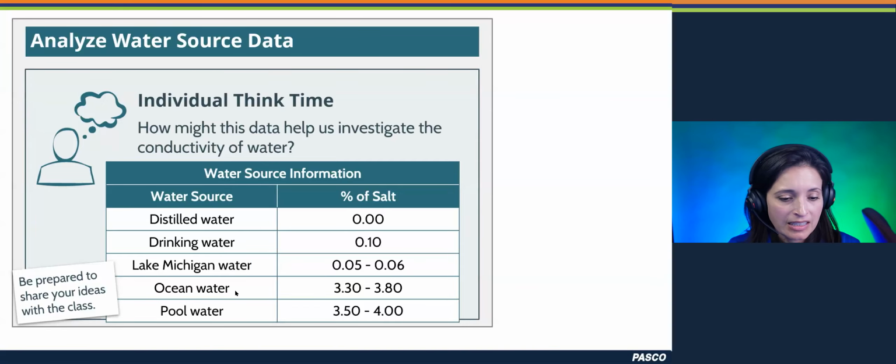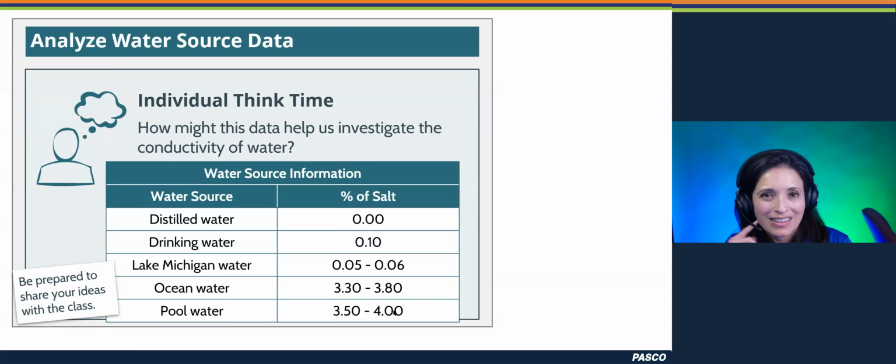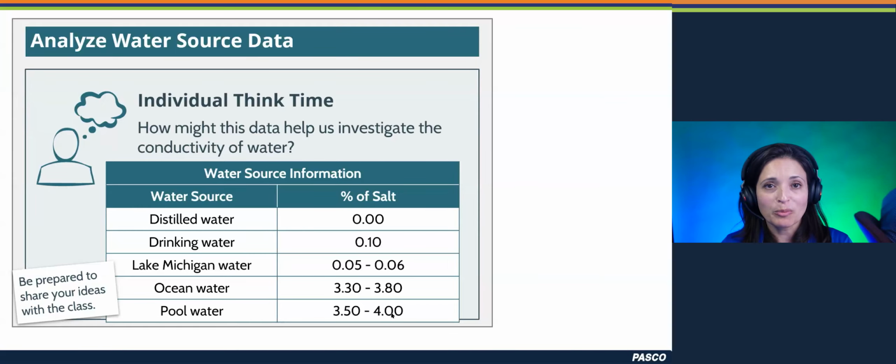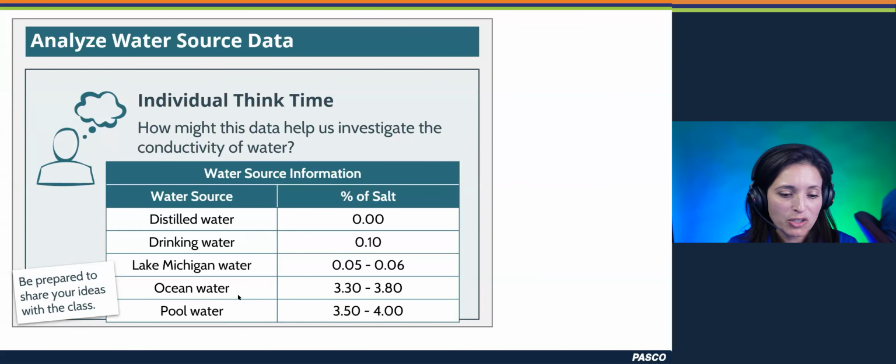Wow, amazing. Ocean water. Now we're getting up into digits here. So 3 to about 4% of salt in ocean water. Pool water, up to 4% of salt. So if we were to investigate how much salt there is in water, does it have anything to do with what happened to the geese? We might want to know what percentages are normally encountered in real life, like in a lake or in an ocean or in a pool.